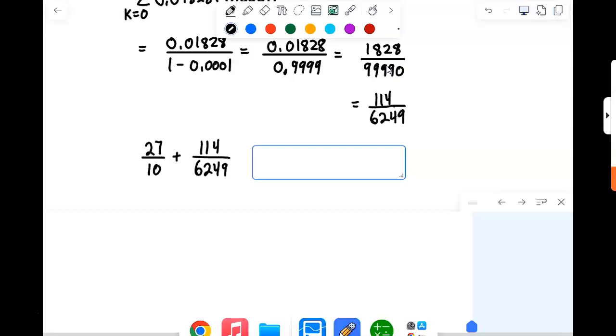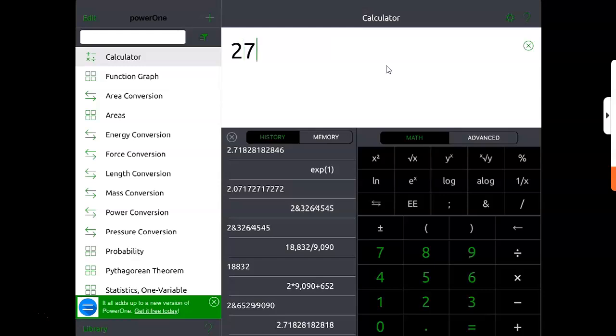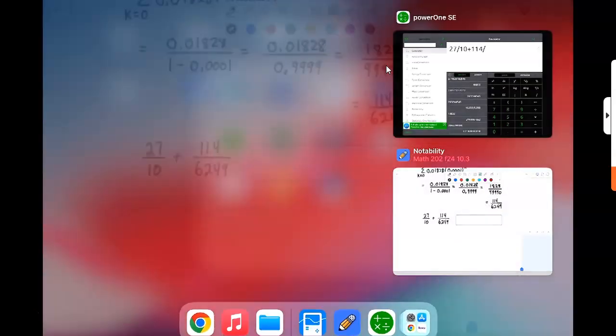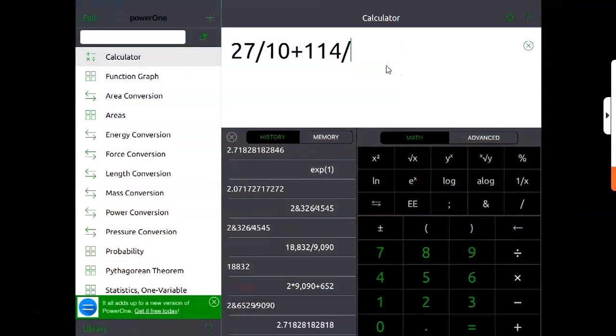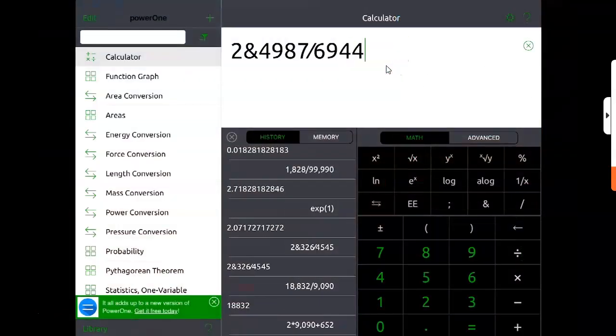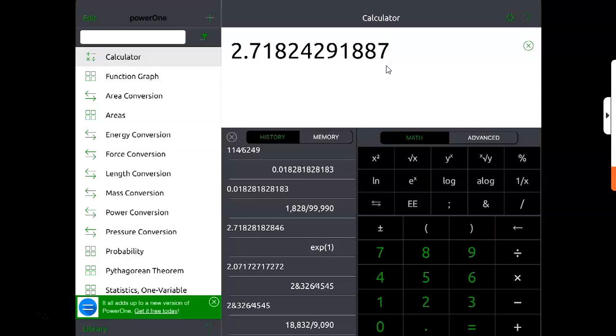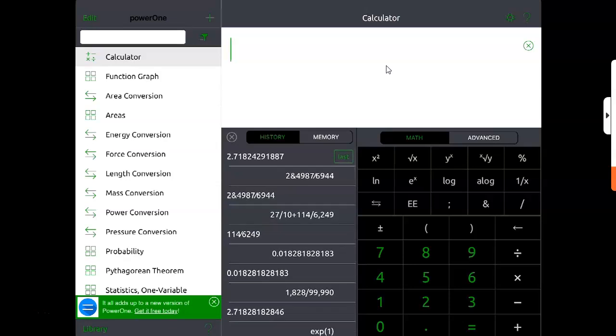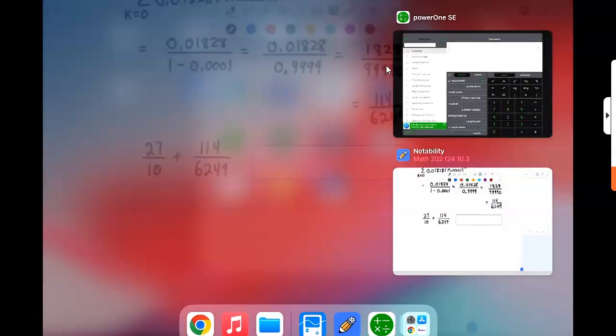Again, I'm just going to use my calculator to do it here. 27 tenths plus 114 over, was that 6249? 6249. So now you just want to check and make sure that's right. Hold on. I'm sorry. That is not correct, because my calculator is actually rounding that off. So that is wrong. I'm sorry.